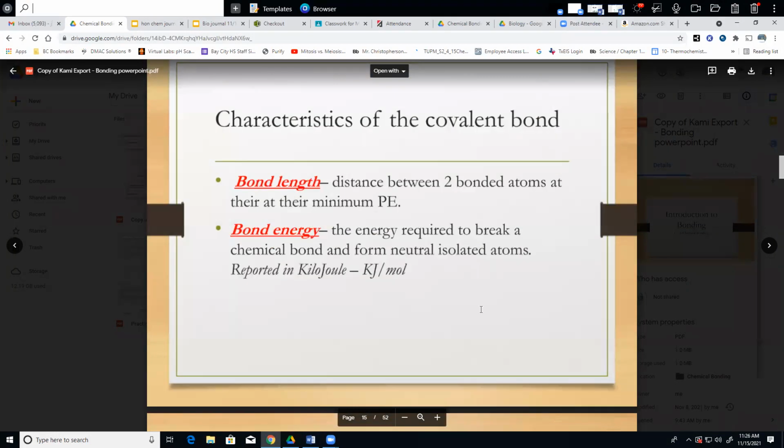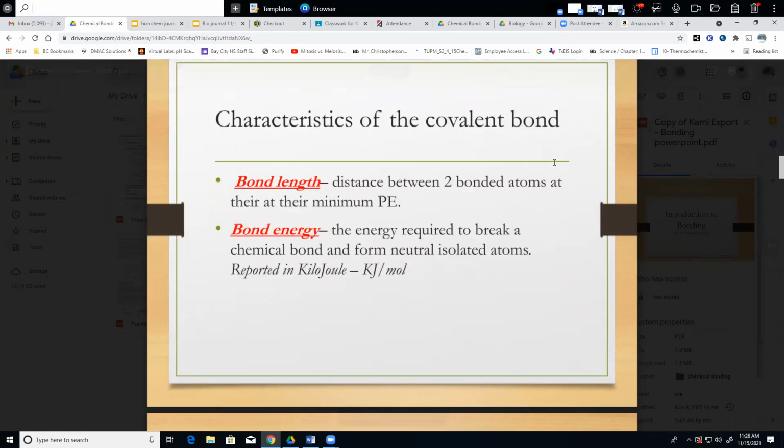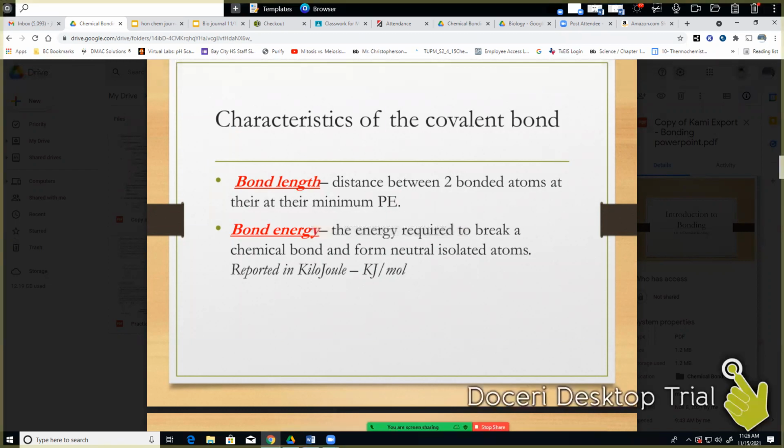So if we talk about covalent bonds, we can describe them with regard to bond length and bond energy. So the distance between two bonded atoms would be our bond length. And the energy required, so that's an endothermic process. It takes energy to break bonds, and then energy is released when bonds are reformed.